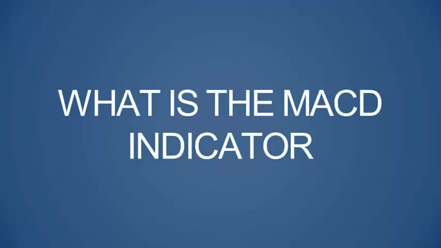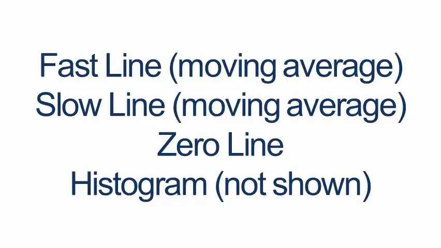The MACD indicator is considered, in a broad sense, a momentum indicator, and to be more specific, it measures the change in momentum. Now, there are 4 parts to the MACD. Number 1 is a fast line, which is a moving average. Number 2, slow line, another moving average. Number 3 is the zero line, and we have a number 4, which is the histogram, which I've not shown here.